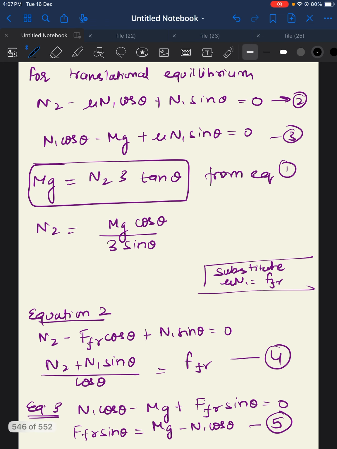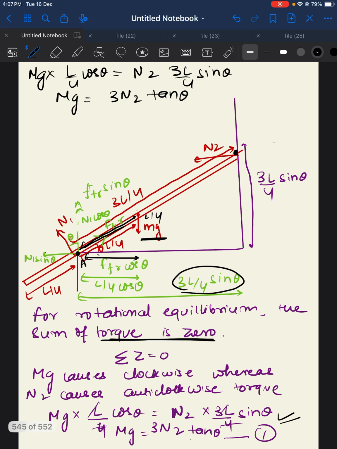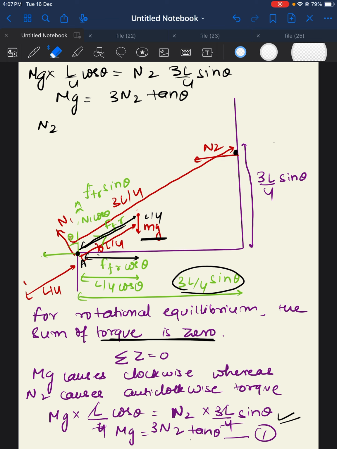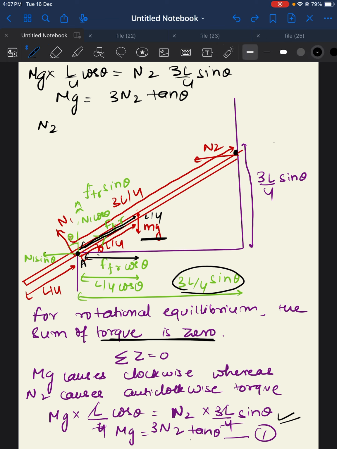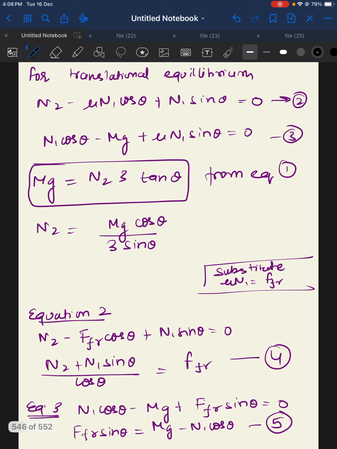Now let's apply the translational equilibrium. Translational equilibrium means whatever the horizontal forces are balancing each other and whatever the vertical forces are balancing each other. So for horizontal we have N2, right? N2 plus N1 sine theta, right? This is the horizontal component, and the opposite force for this is Fr cos theta, right? So this is the first equation that we can form.